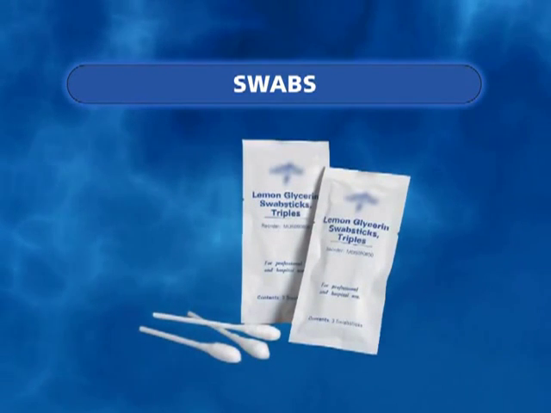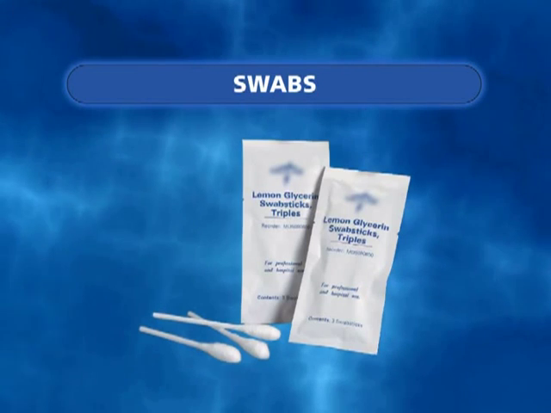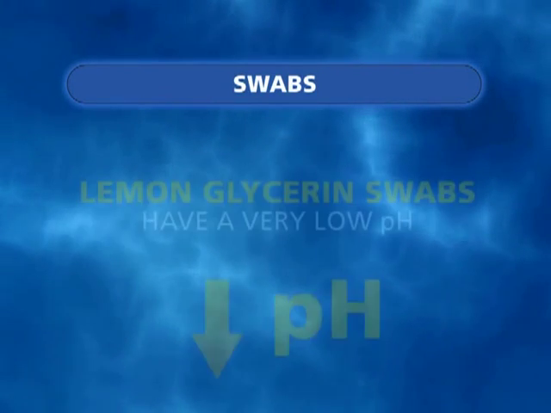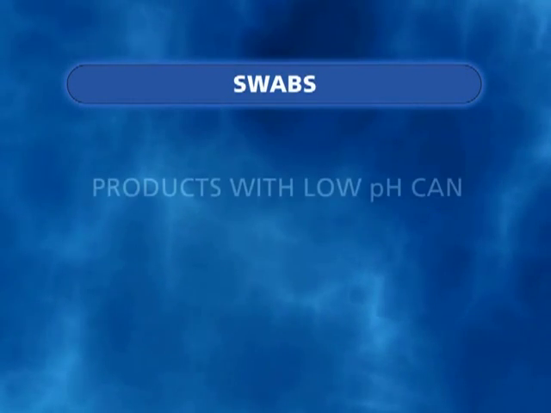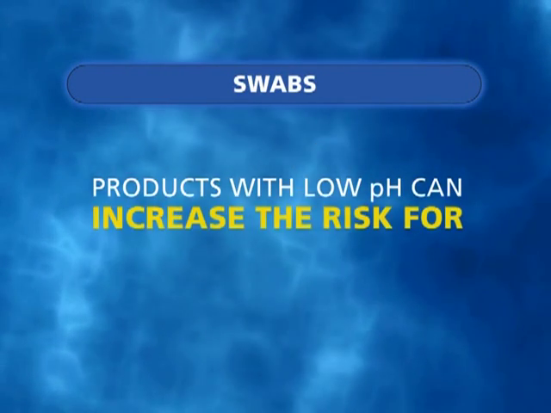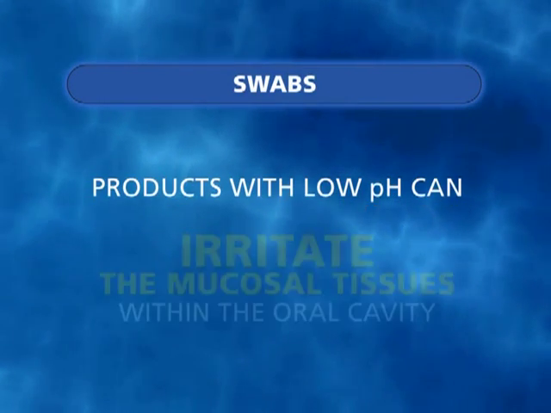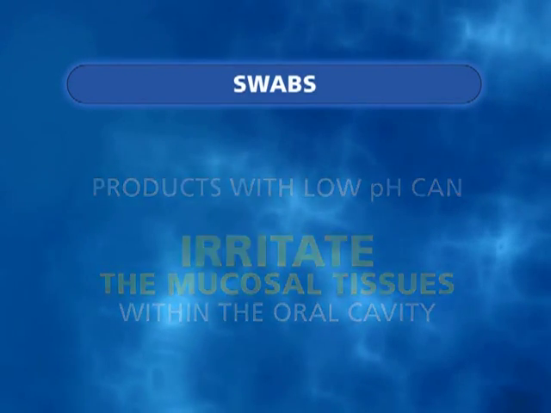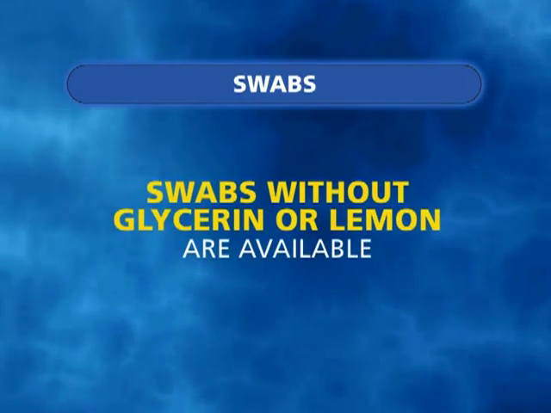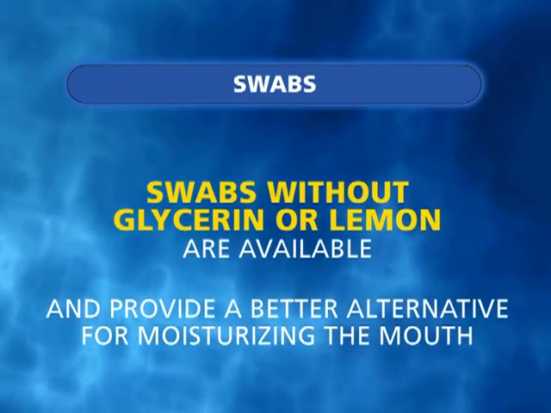Glycerin swabs are no longer recommended due to their high acidic levels or low pH. For example, lemon glycerin swabs have a very low pH. Any product with low pH can increase the risk for dental decay, enamel erosion, and can irritate the mucosal tissues within the oral cavity. Swabs without glycerin or lemon are available and provide a better alternative for moisturizing the mouth.